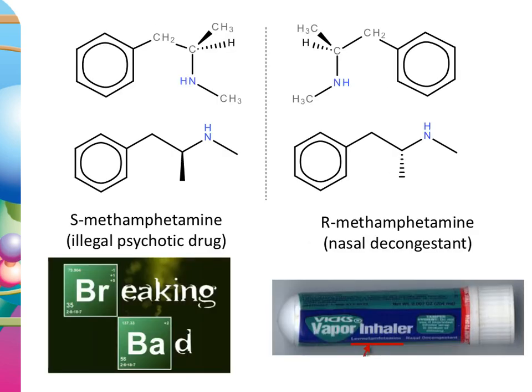And an even more dramatic difference in their effects is if we look at S-methamphetamine, that's an illegal psychotic drug, and R-methamphetamine is a nasal decongestant. So that seems an appropriate point to finish our lesson on optical isomerism, and if you have any queries, let me know. Thank you.